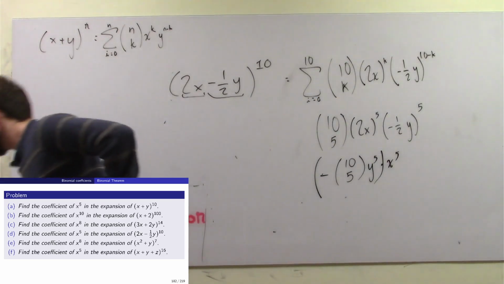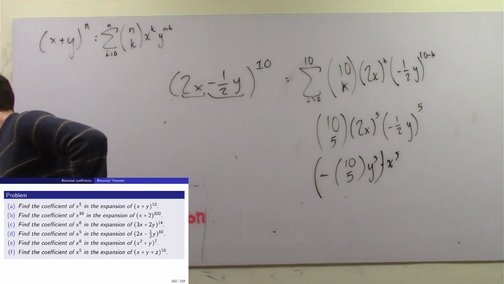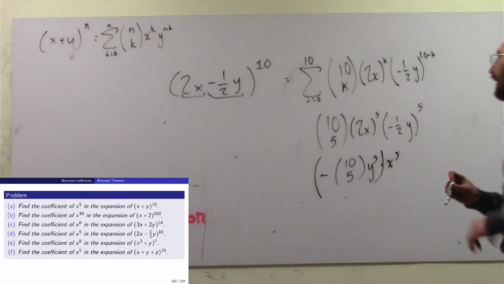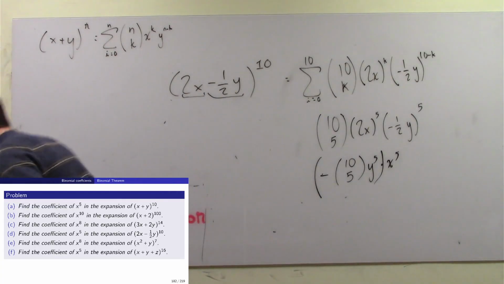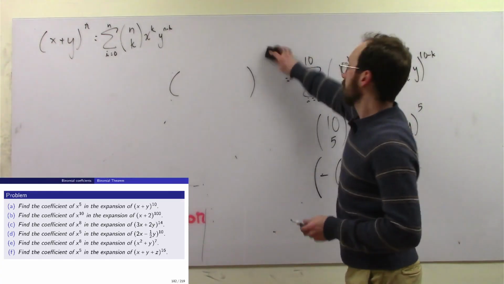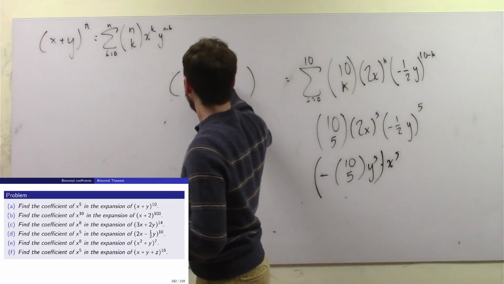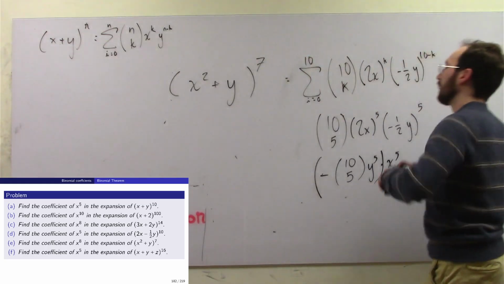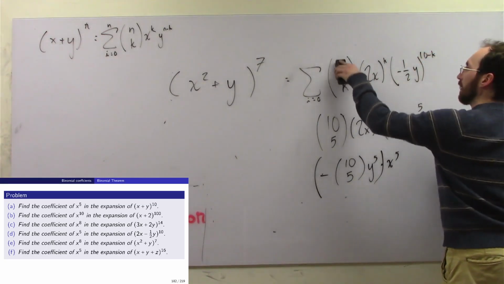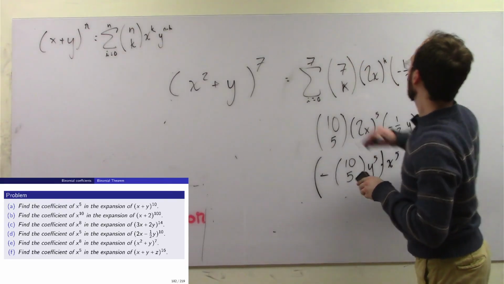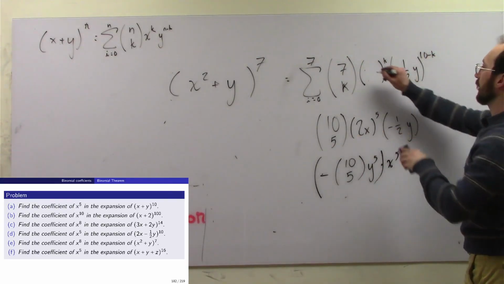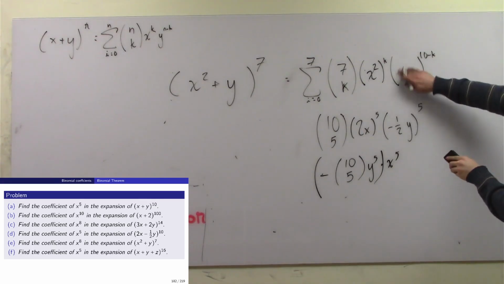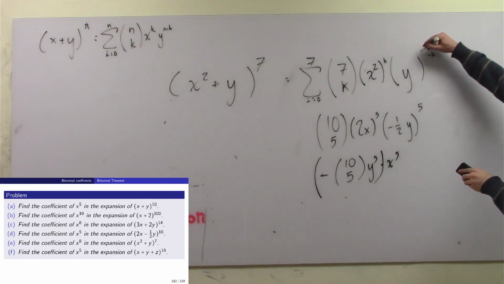All right. Let's do one more of these. Let's do E. Find the coefficient of x to the 8 in the expansion of x squared plus y to the 7. Let's do it. We got x squared plus y raised to the 7. So what do we do here? Our n, in this case, is 7. And now x is x squared, and y, we have this 7 here.